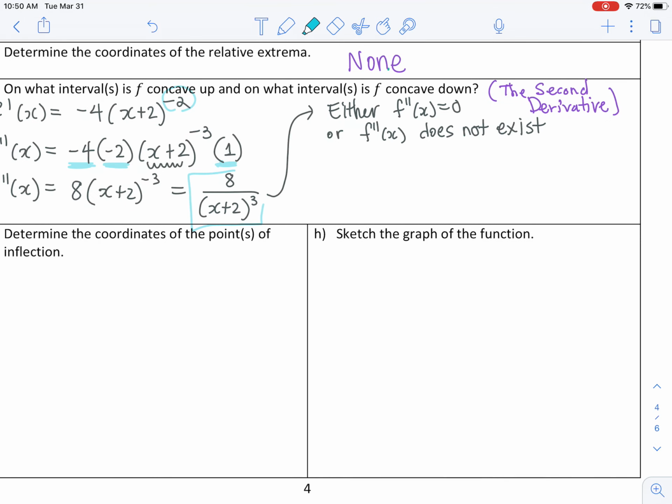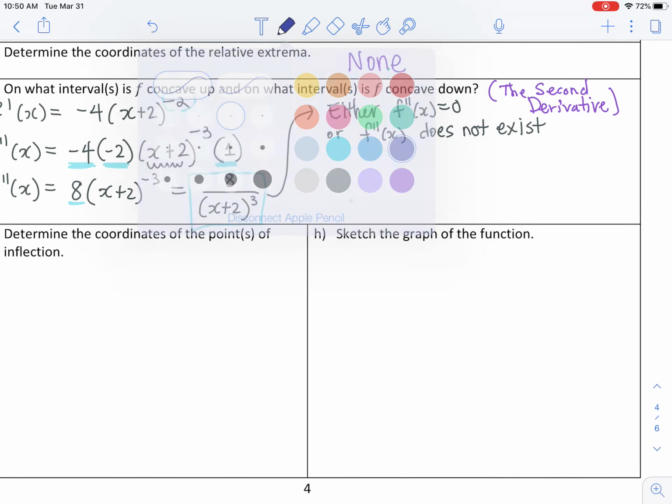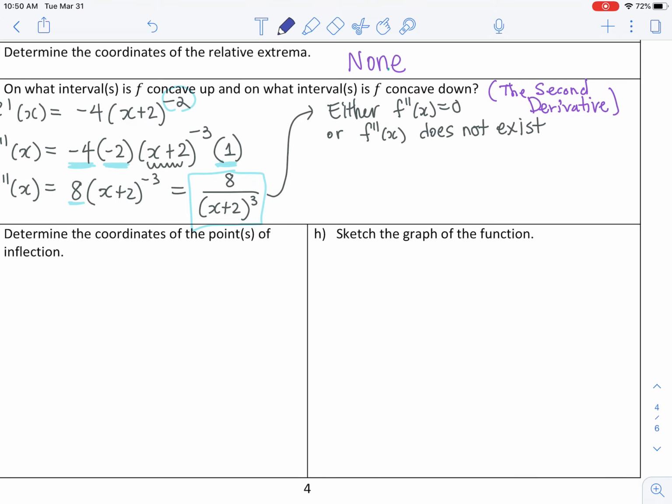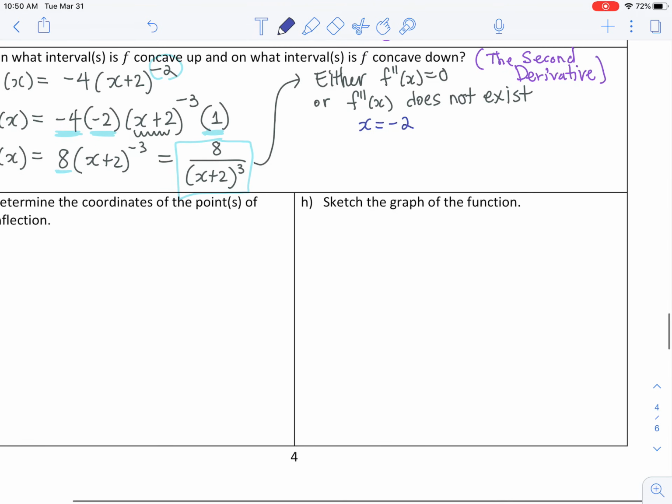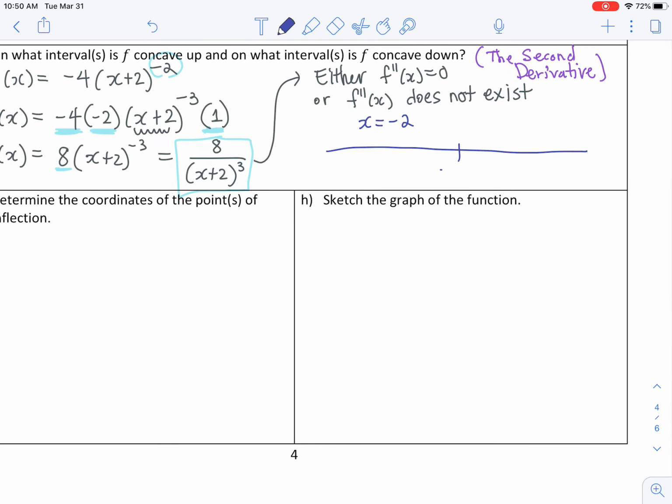First of all, this function will never be equal to 0 because the numerator is already 8. That's just not going to turn into 0. So where does it not exist? You can see the denominator is (x plus 2) to the third power, so we're going to use x equals negative 2. Let's check the concavity by plugging numbers into the second derivative.